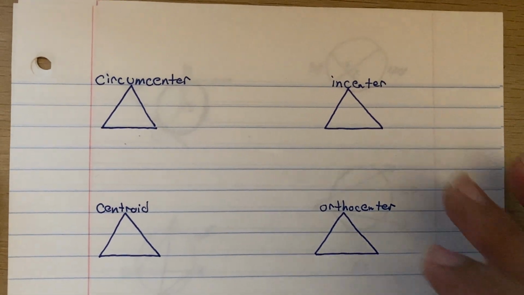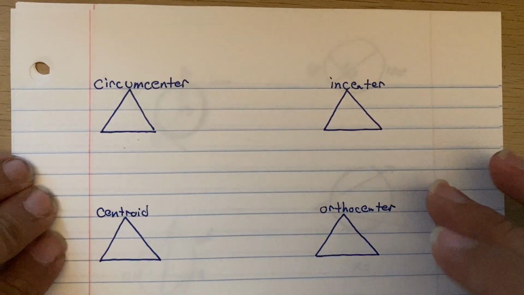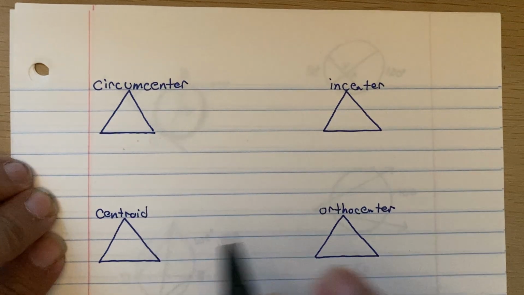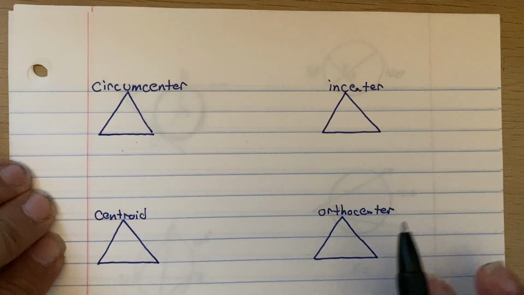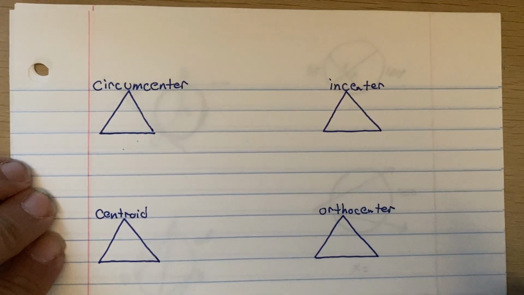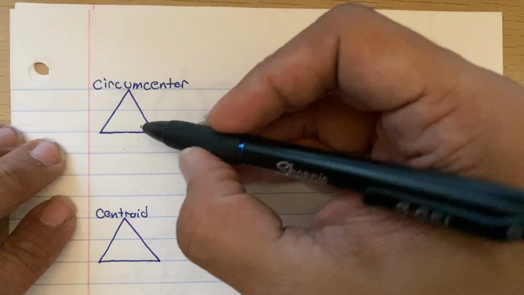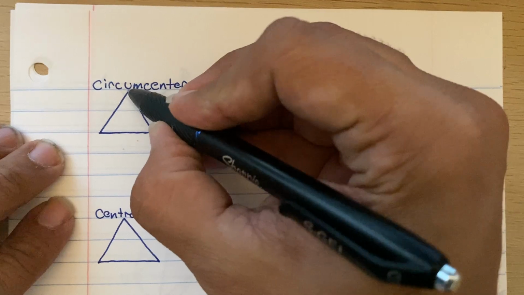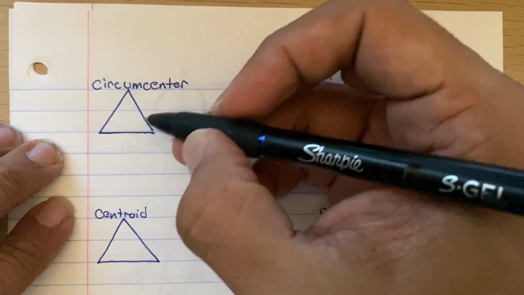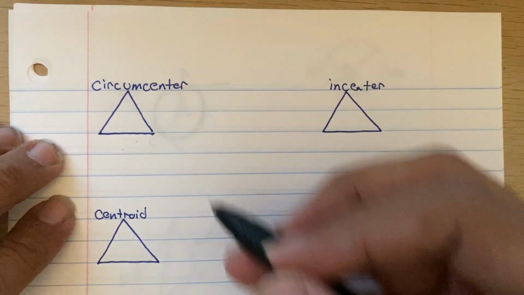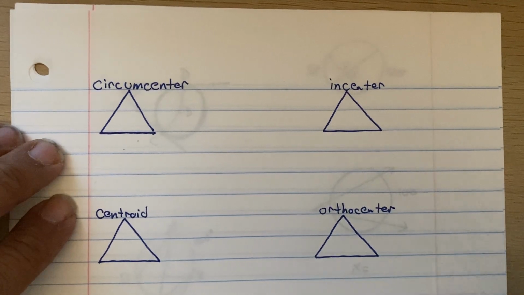All right, so first thing we're going to talk about is circumcenter, incenter, centroid, and orthocenter. Very confusing, but hopefully we can narrow down the differences. Now, circumcenter is the center of the circle that touches all four of these. So it's equidistant from all of the corners. Okay?